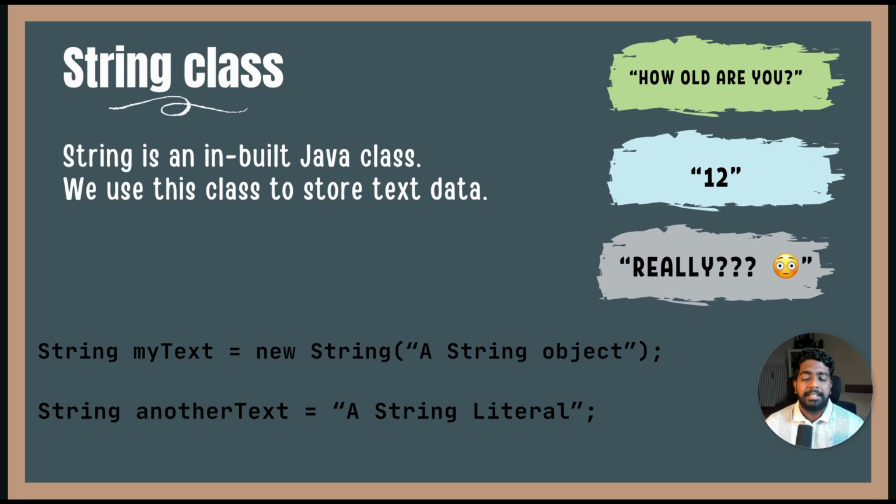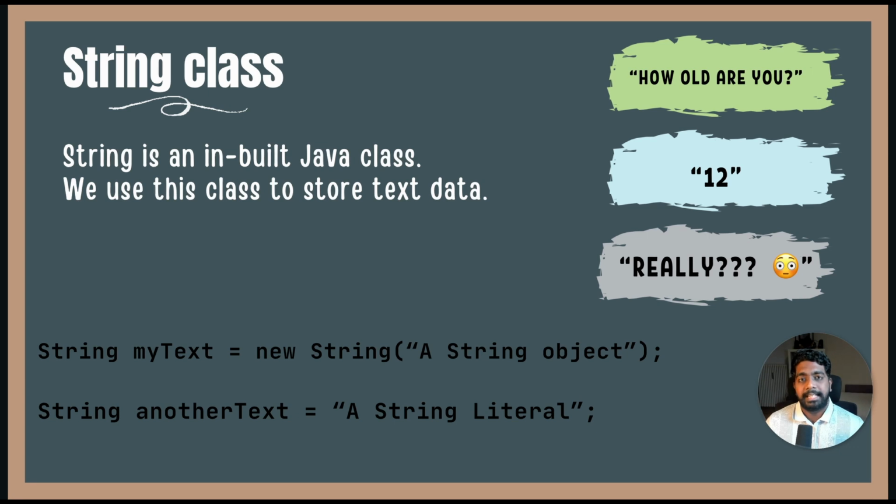For example, you can see below I have created a variable called myText, and here I use the new keyword along with the String class name, and within the parentheses I provided the string that I want to store in that string object. And I also have another way to create string objects. That is, without using the new keyword, I can simplify the creation of a string object by simply placing the value itself. There is a subtle difference between these two ways of creating strings in Java.